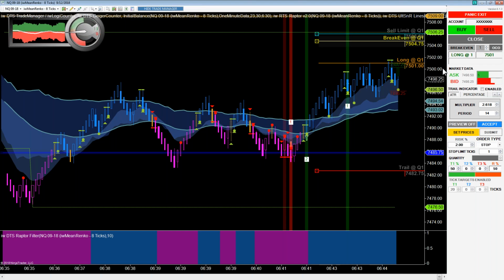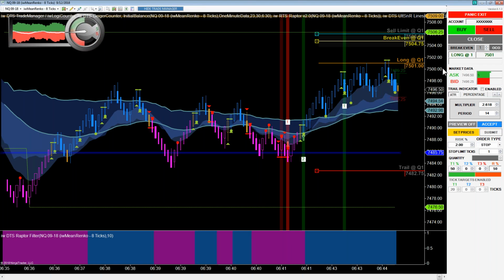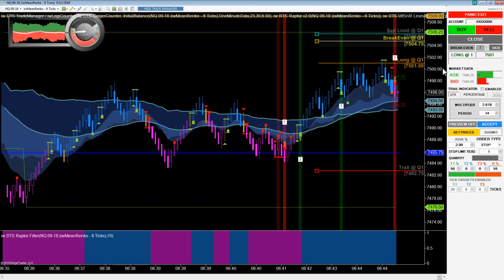If we muster a little bit of a rally here, I will become a little bit more aggressive with my stops, I think. We are still within this sideways range, a little bit within this sideways range.